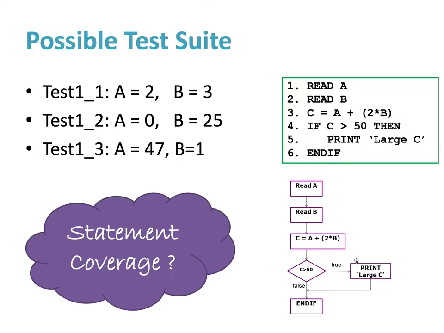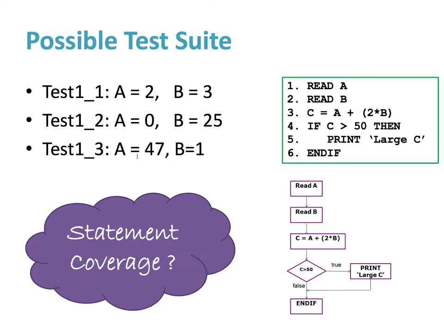So important thing to note is print large C is not executed. Let's do test 2. So A is 0, B is 25, so let's work out C. 2 times 25 is 50, plus 0 gives us 50. Well, looking at the if statement, C still isn't greater than 50. It is 50, so the statement still returns false. So again, test case number 2, we've still not tested this statement, print large C.